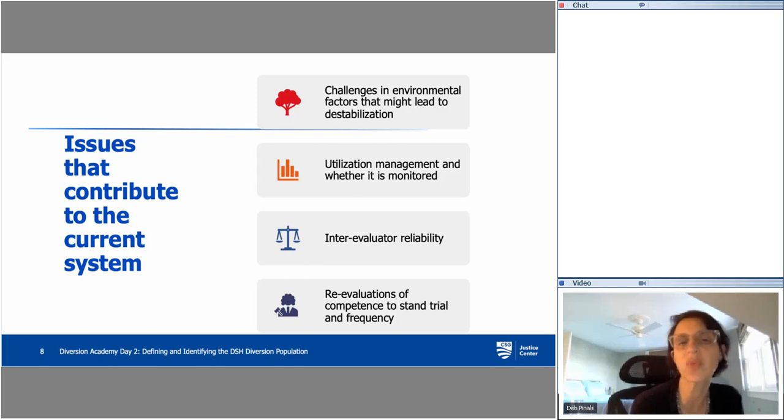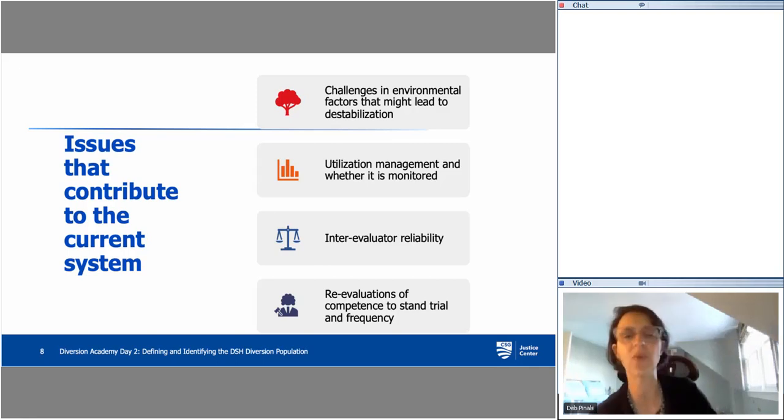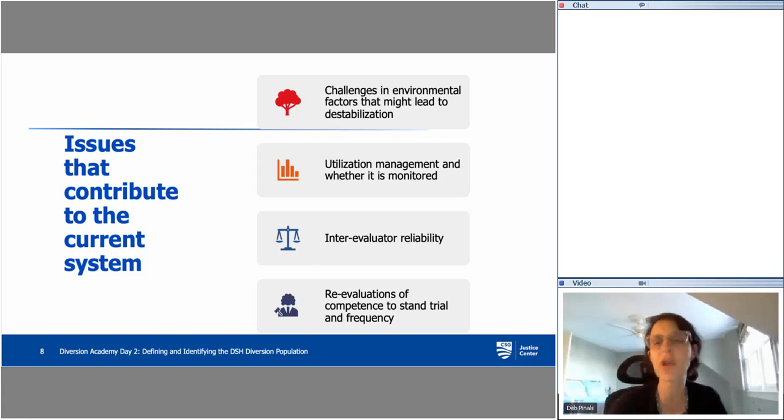There's also challenges where we have evaluators evaluating competence to stand trial, but they may have differences of opinion, so there may be contested cases. There also may not be consensus on reliable opinions about, even if you have a diversion program, who would be eligible? So that's why we're going to talk about who's eligible in this diversion program. And then different states have different rules around reevaluations of competence to stand trial and how frequently that needs to happen, before people get lost in this, based on a judge's clock, a criminal clock, rather than a treatment need clock.